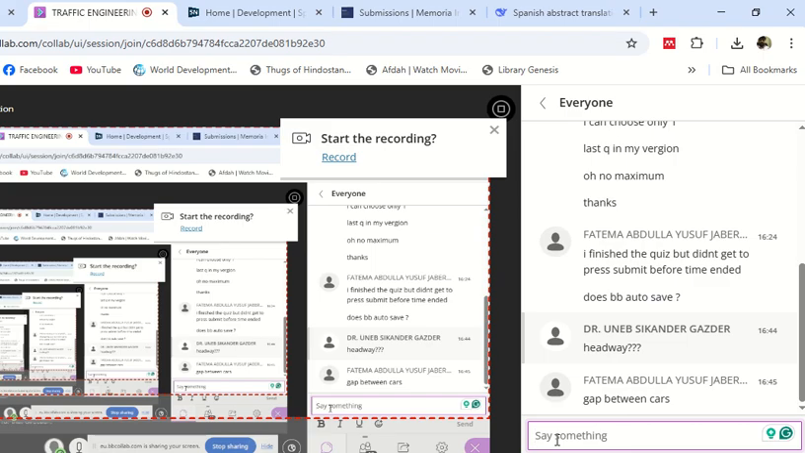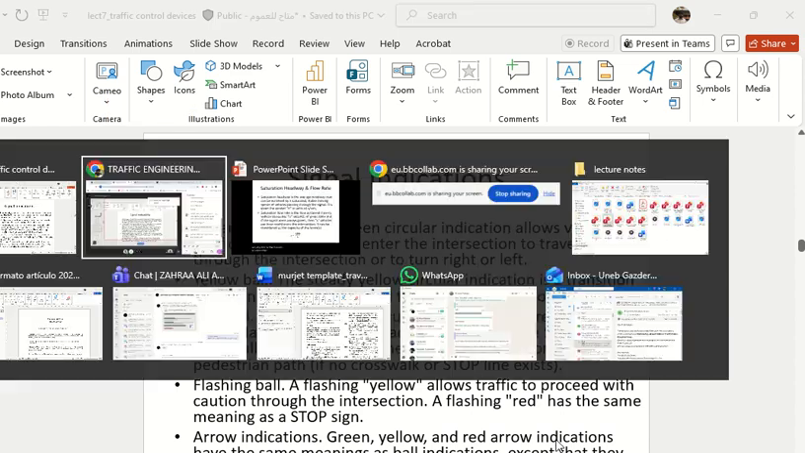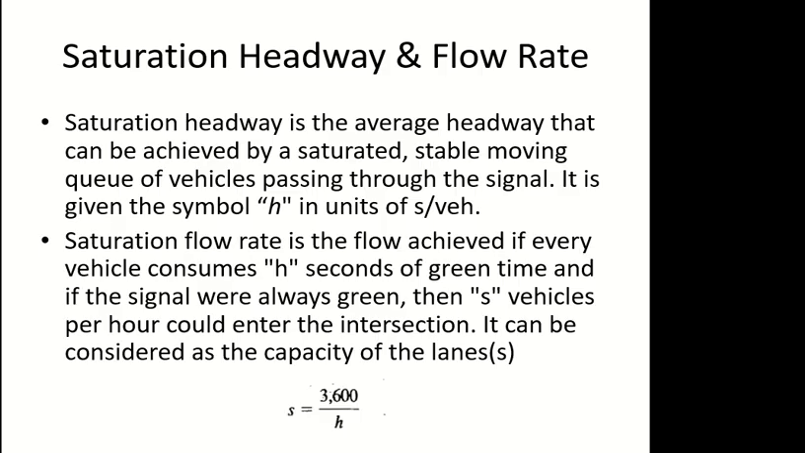So saturation headway means what? Minimum gap between two vehicles. Saturation headway means the minimum gap between two vehicles when they are crossing the signal. So you are standing at a signal and you are looking at the headway between the vehicles. When you reach the minimum value of that headway, this is called the saturation headway.